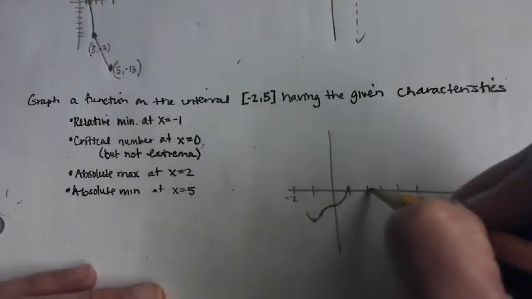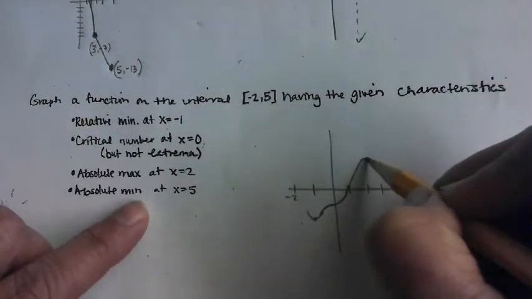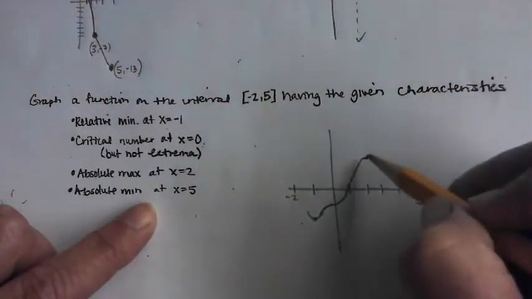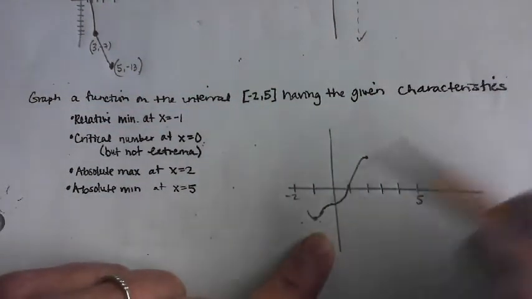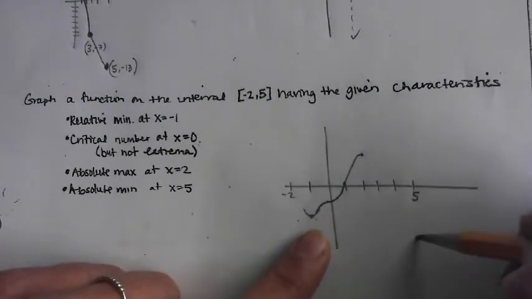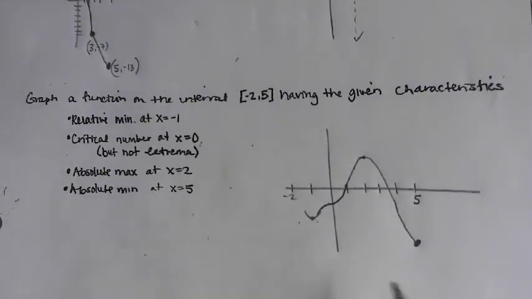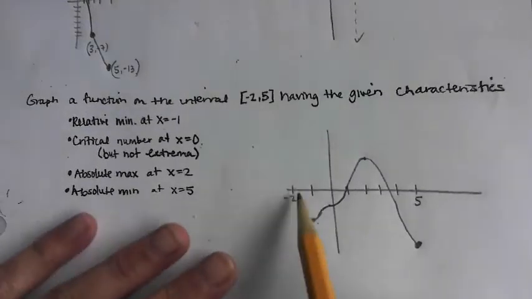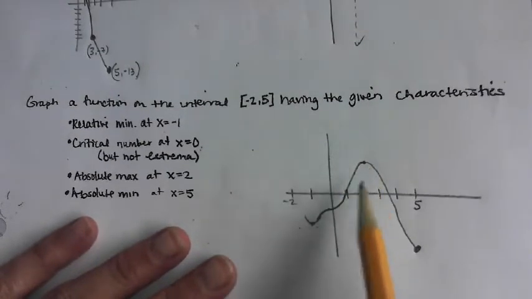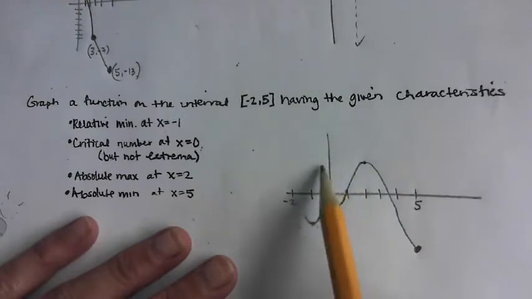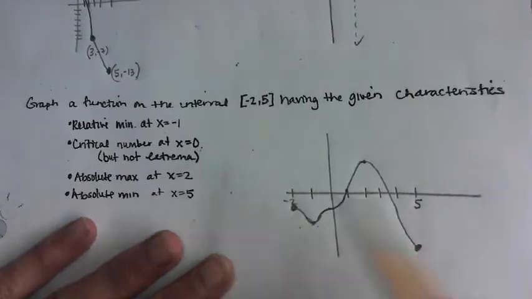There's an absolute max at x equals 2, so maybe I'll let it get up to there. And an absolute minimum at x equals 5. So I want to make sure that at 5 it goes lower than that relative minimum. And then whatever happens thereafter can happen. I just have to make sure that whatever I do to get over to -2 doesn't go higher than this one, because that still needs to be an absolute max. So you can just do that, whatever you want to do.